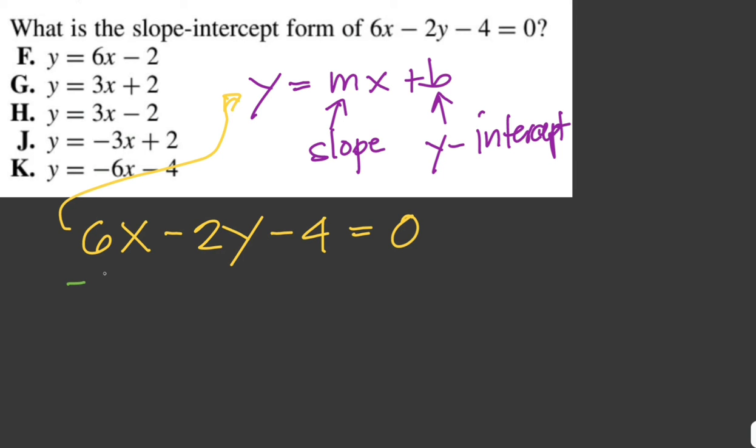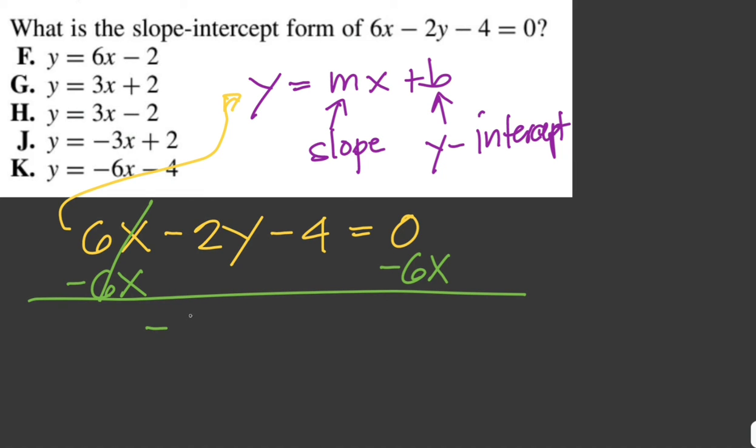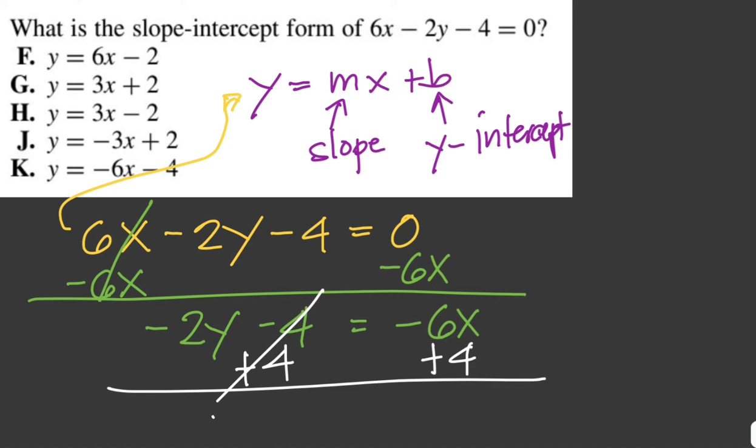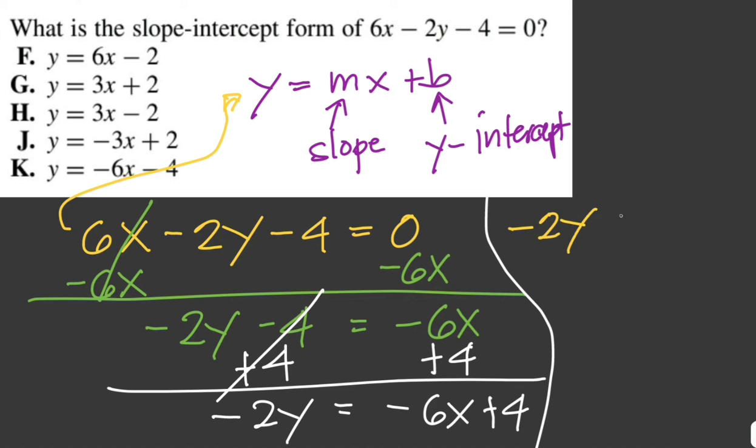So we subtract 6x from both sides. Then we have negative 2y minus 4 equals negative 6x. Then we add 4 to both sides. We have negative 2y equals negative 6x plus 4. Then we divide both sides by negative 2 to get rid of the negative 2 on the left.